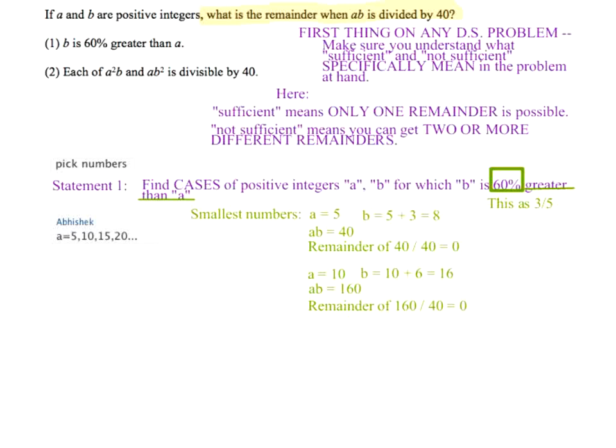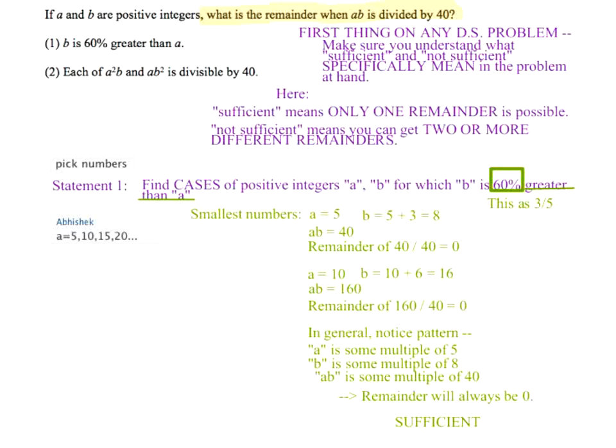What you're going to eventually recognize is that your A is always going to be a multiple of 5. So throw in enough cases until you see what's going on, right? A is a multiple of 5. And because you're increasing that by the same 60%, B is going to be a multiple of 8, which is 60% more than 5. Just look at enough cases to notice: you get 8, you get 16. If you do 15, you'll get 24, and so on. So that means that AB is a multiple of 40, which means that your remainder is always going to be 0. So this statement's sufficient.